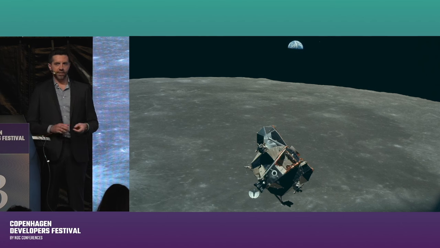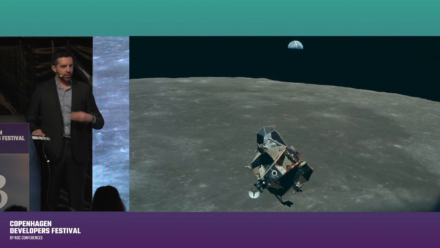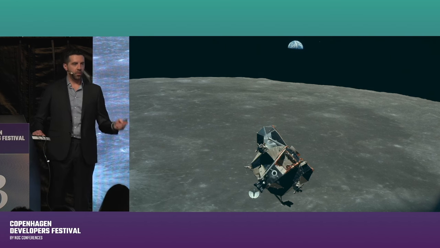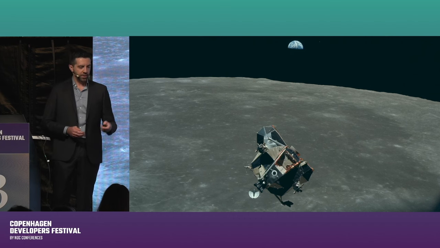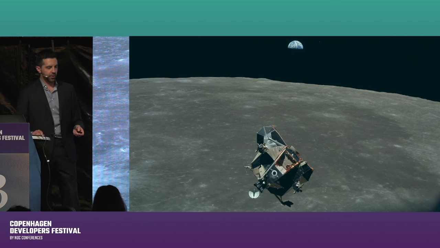Now, during their descent, they encountered a couple of issues. They train exhaustively and go through all the different possible scenarios and errors that could occur during descent, different hardware failures, and they know by heart most of the different errors that can happen and what that means, whether they can continue or have to take some specific action or whether they have to abort and go back up. But during descent, they came across an error that they had never heard before.